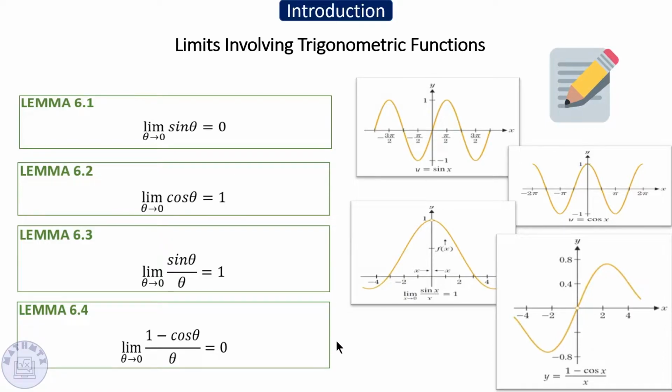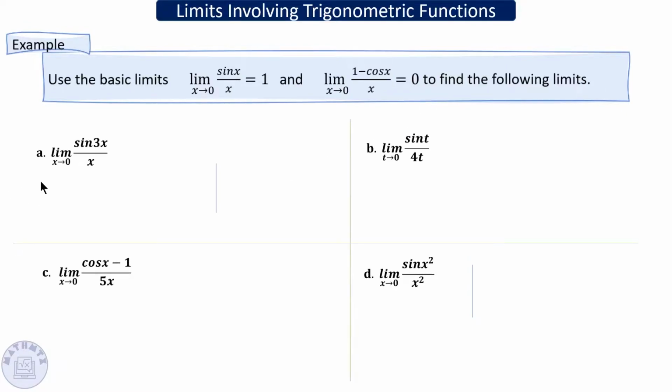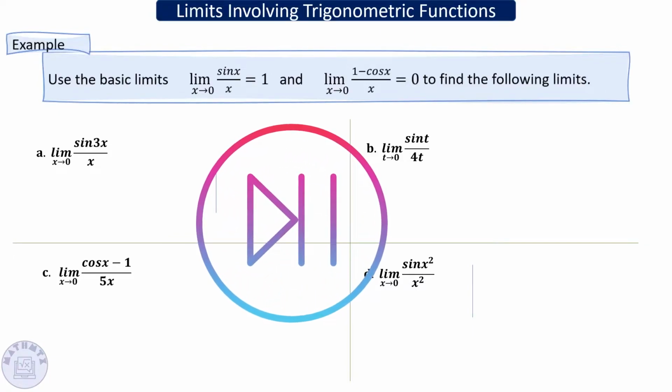Okay, so let's use these theorems. Use the basic limits, the limit of sine of x over x equals 1, and the limit as x approaches 0 of 1 minus cosine of x over x equals 0, to find the following limits. We have about 4 questions here. You can pause the video, try to do them, and then come back to check your answer.